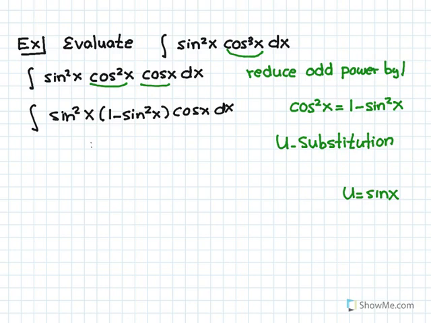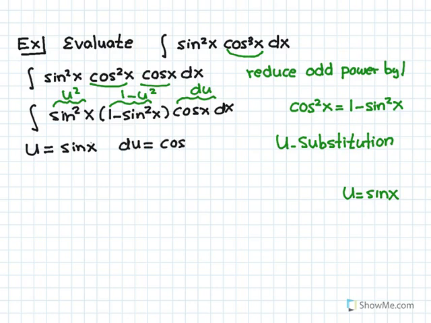So now we're going to do our substitution. You can see how we're going to let u be equal to sine x. So this part will be u squared, this part will be 1 minus u squared, and the derivative of sine x is cos x, so this part will be du. Let's do that formally. u is equal to sine x, du is equal to cosine x dx. Transforming the integral, we get the integral of u squared times 1 minus u squared multiplied by du.